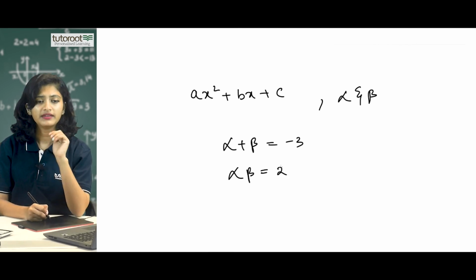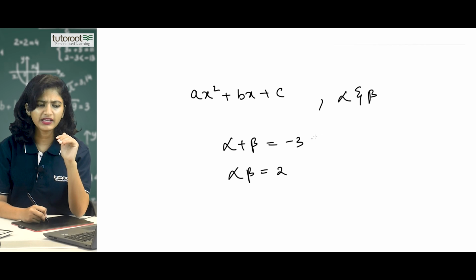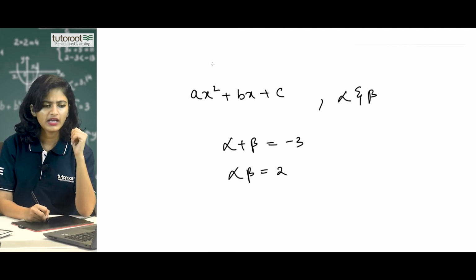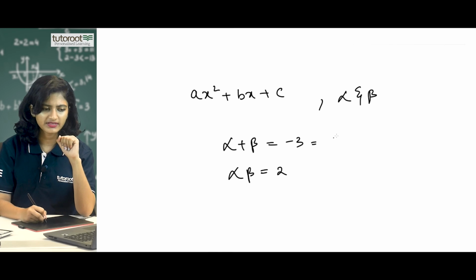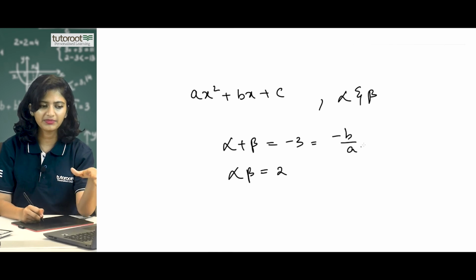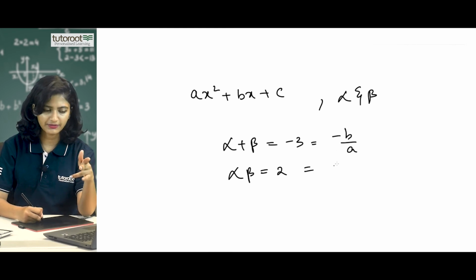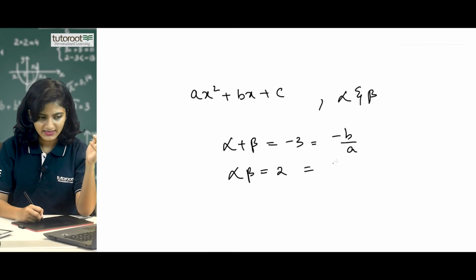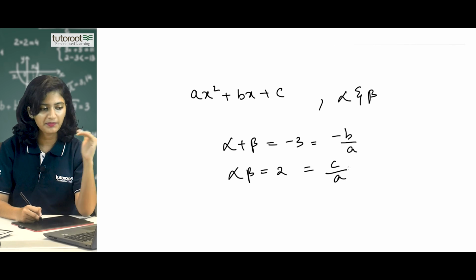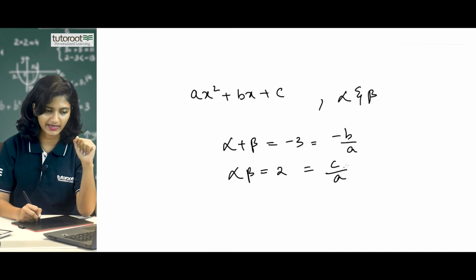Okay. Now, what is the equation for alpha plus beta? How would you write it? What is the formula for the sum of the zeros? Minus b by a, which is nothing but coefficient of x by coefficient of x square. And let's do that for the product as well. What is it for the product of the roots? C by a, which is constant term by the coefficient of x square.